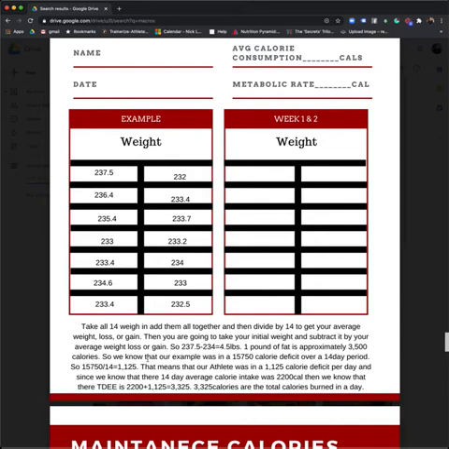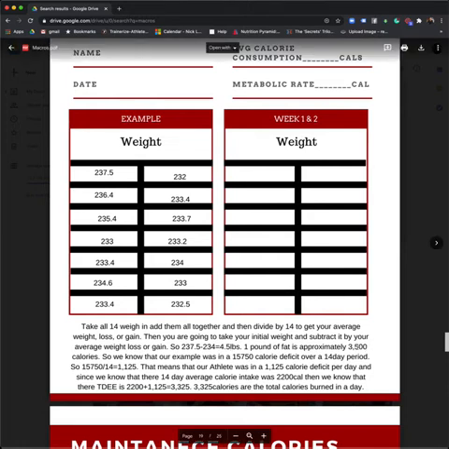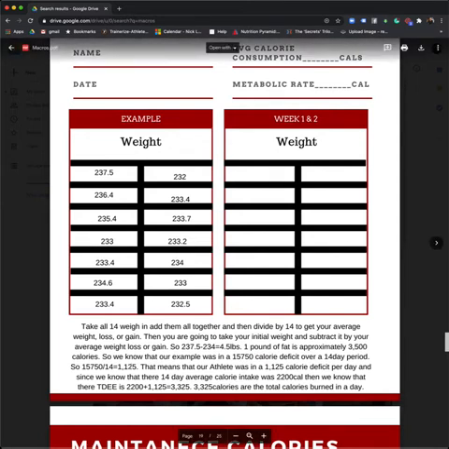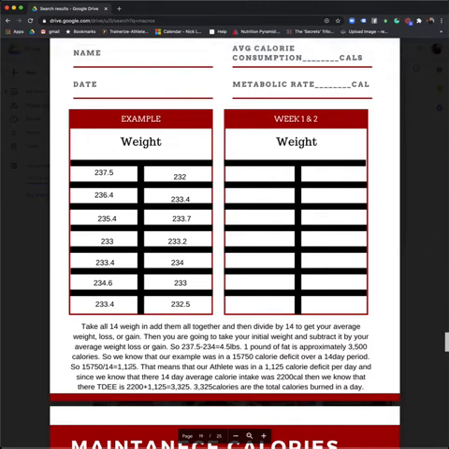So we know that we were in a 15,750 caloric deficit over the 14-day period, because we take 4.5 and multiply it by 3,500, and that gives us this 15,750 number here. What we'll do then is divide that by the total amount of days. If you did 7 days, it's 7. If you did 10, it's 10. If you did 14, it's 14. And this example was 14.